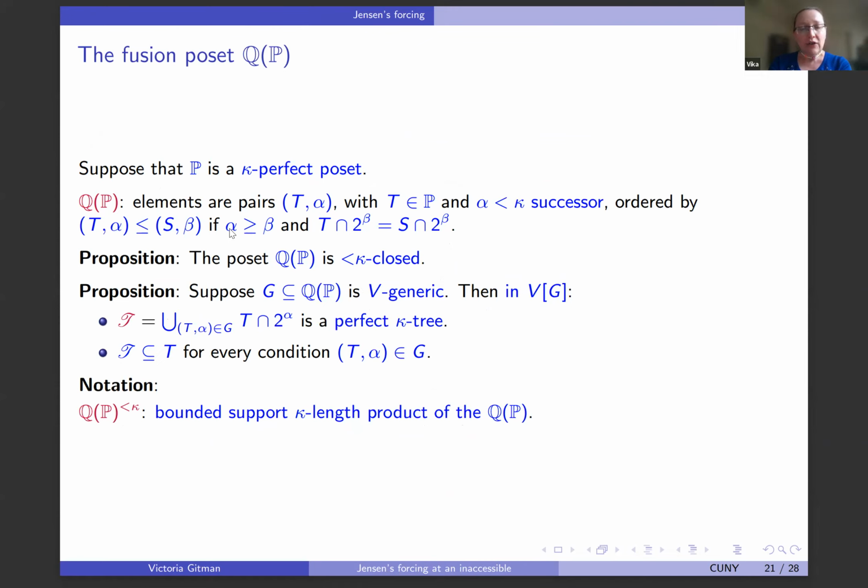All right, so the fusion poset is defined completely analogously. It's less than kappa closed. It adds a perfect kappa tree that is contained in every tree in conditions in the generic. And here we will want to work with bounded support kappa length product. This is the generalization from the omega length product.